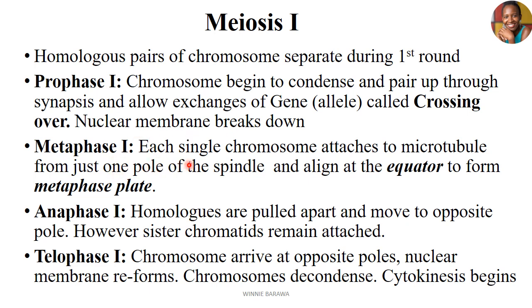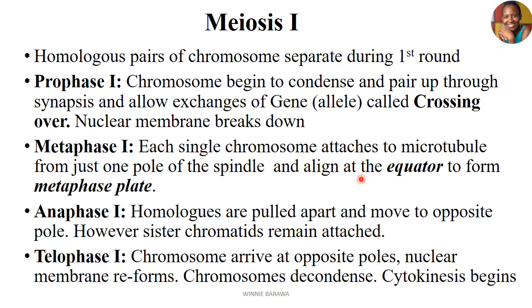In metaphase 1, each single chromosome will now attach to the microtubule from just one pole of the spindle, and they will align at the equator to form the metaphase plate. As you can see, the procedures are literally like what is happening in mitosis, but in this case we are focusing on the homologous chromosomes in meiosis 1. So we are not separating the chromatids, we are separating only the chromosomes. I will demonstrate this again.